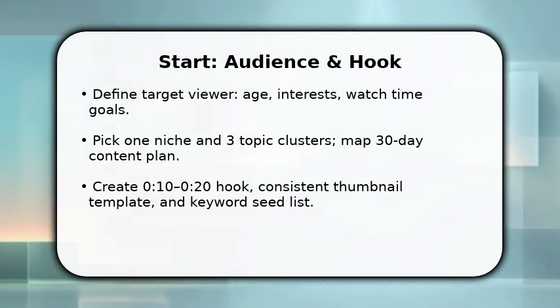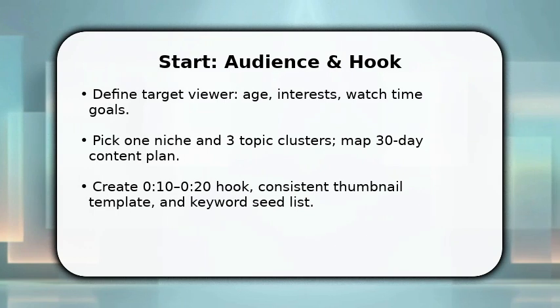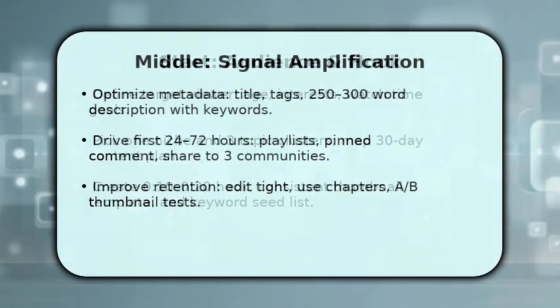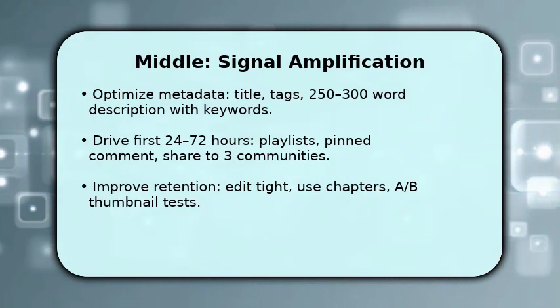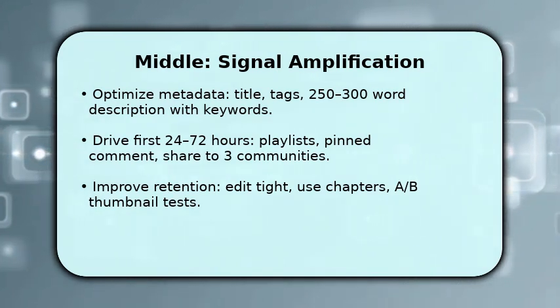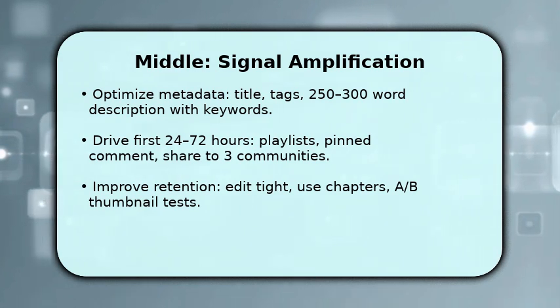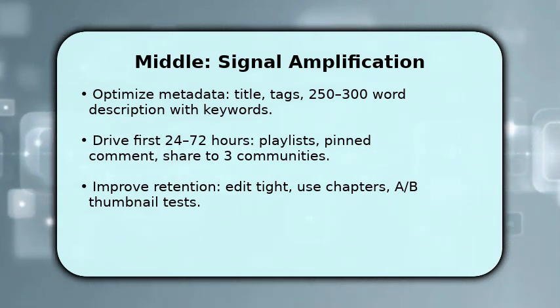You'll record the first 3 videos back-to-back, optimize titles and descriptions, and publish on a regular cadence to start accumulating data. You will now amplify signals that tell the algorithm to promote you. First, optimize metadata. Use focused titles, relevant tags, and a 250-300 word description that naturally repeats main keywords.